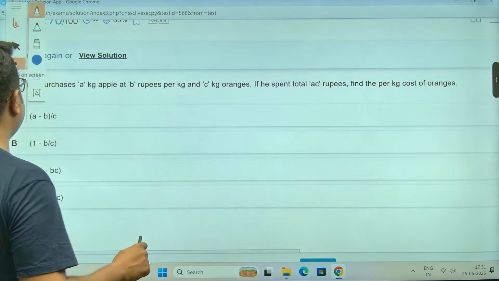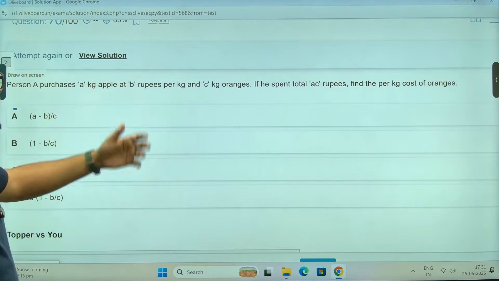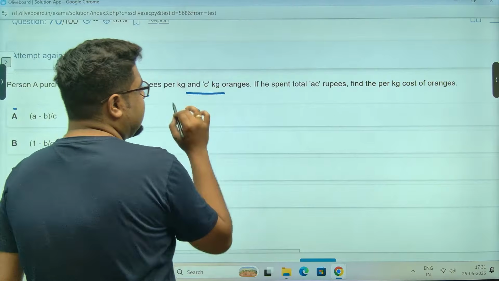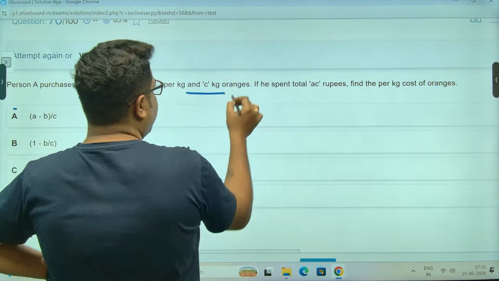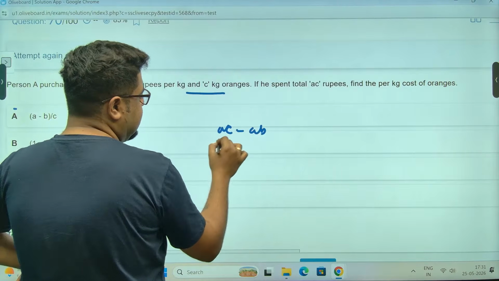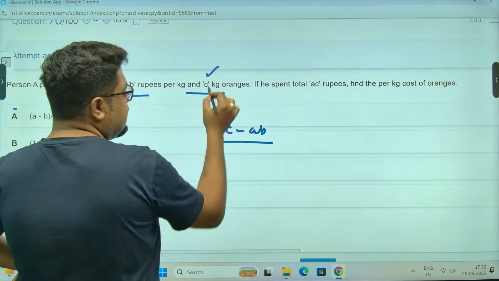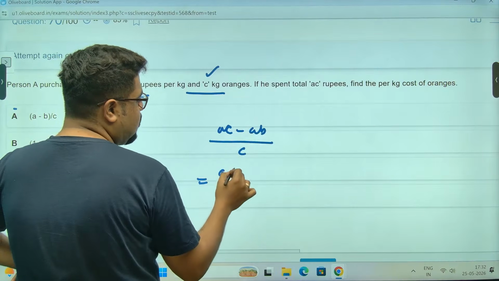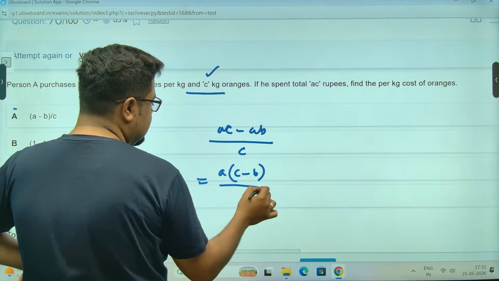Sir, they are saying what? A kg at B rupees, total is AB, some rupees, C kg. Achha, total is AC. So for oranges, he has spent total minus AB. And in this money, he has bought C kg. So 1 kg is this. That's my answer. So take common, C minus B by C.